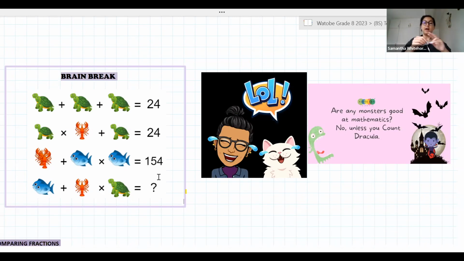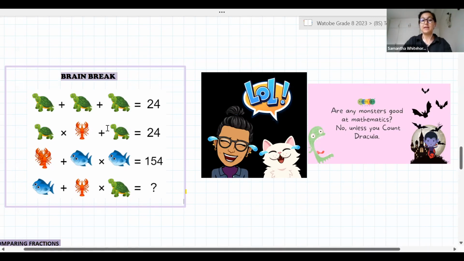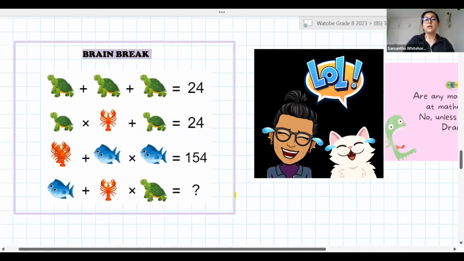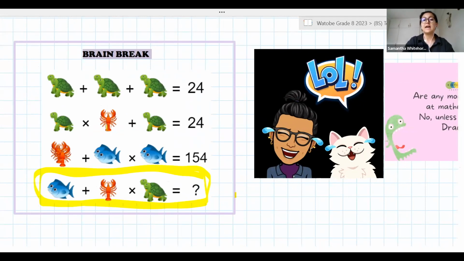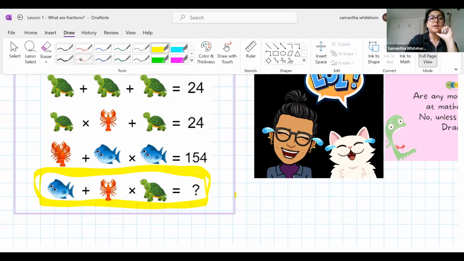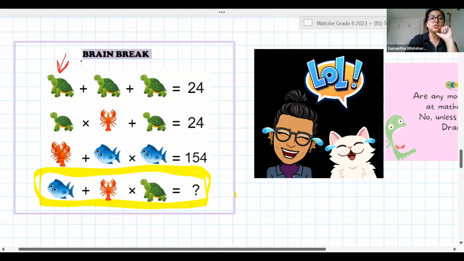So what we're going to try, hopefully we can get it, is I'm going to make the brain break bigger in a second. I want you guys to try and get the final answer for me. So where this question mark is, that equation, I want you guys to try and figure out what that answer is. The only thing I am going to say is just be careful. Some of the pictures have two. So there's two turtles, but there's only one turtle. So just be careful of that when you're trying to do your working out.